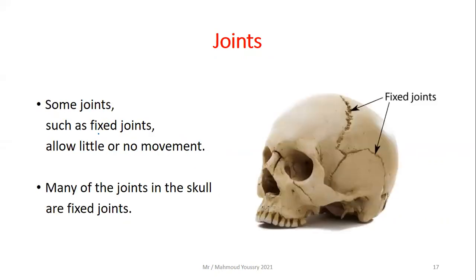Some joints, such as fixed joints, allow little or no movement. Many of the joints in the skull are fixed joints. Yes, the skull is made of different bones that have joints in between. They are called fixed joints. They allow little or no movement.